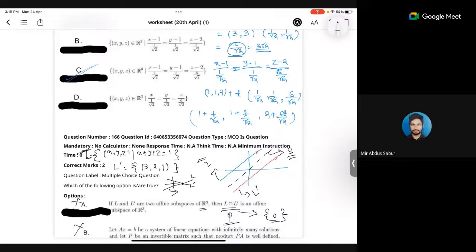We can assume that, because a set will not be an affine subspace if it contradicts any property of affine subspace. But the way we prove the empty set is a subset of all sets, that concept will be applicable here. The empty set does not contradict any properties of affine subspace. That's why we can assume that the empty set is also an affine subspace. Okay, sir. Empty set is also an affine subspace, right? Yes.